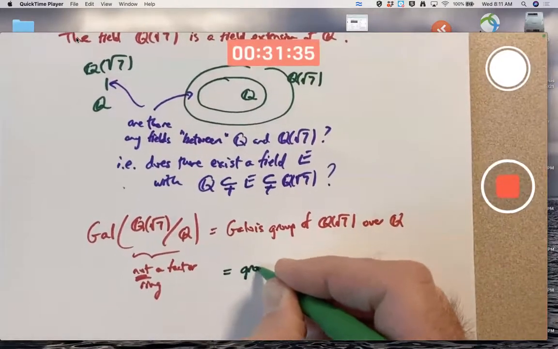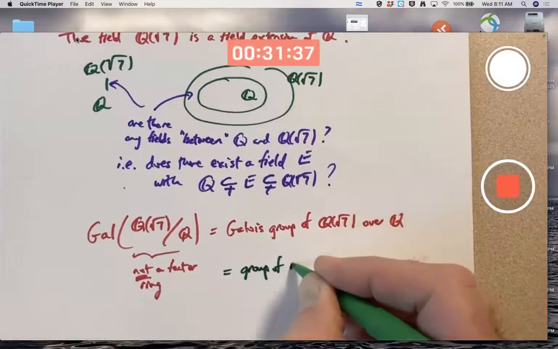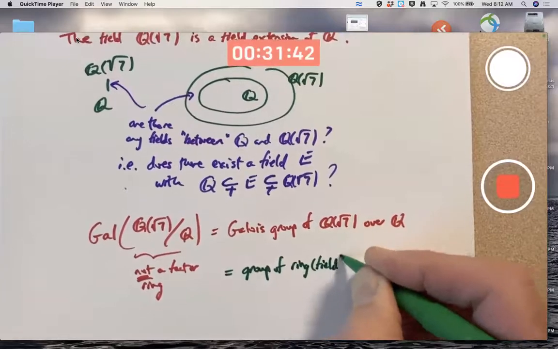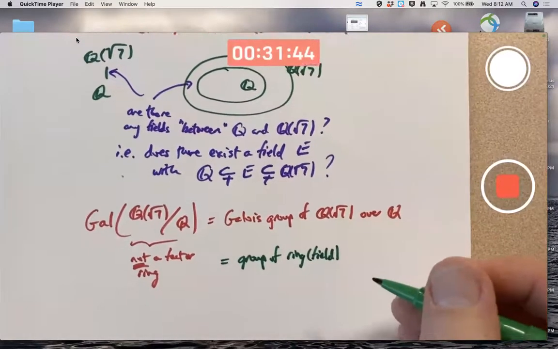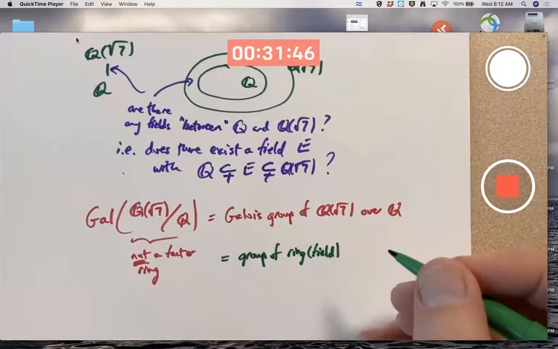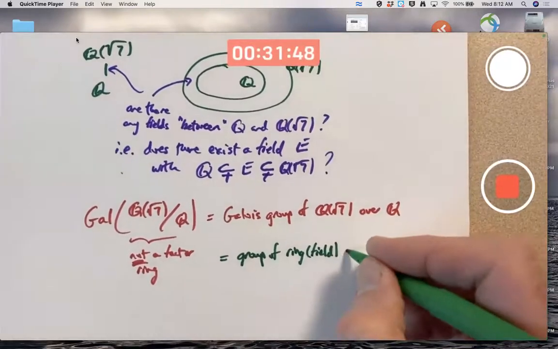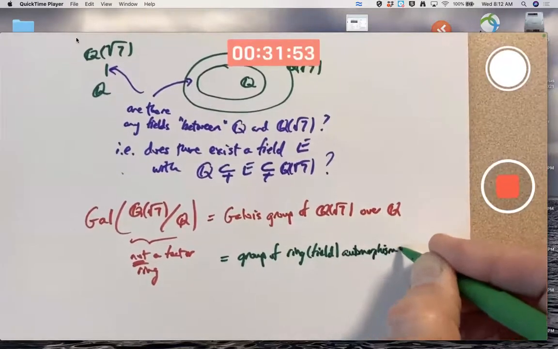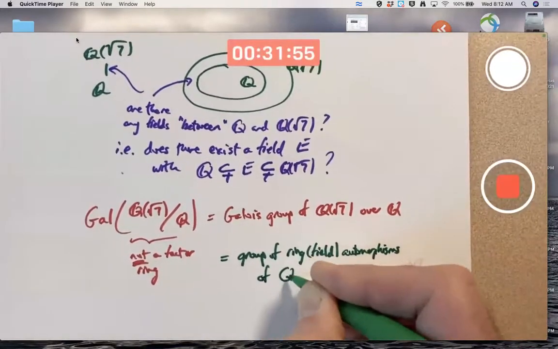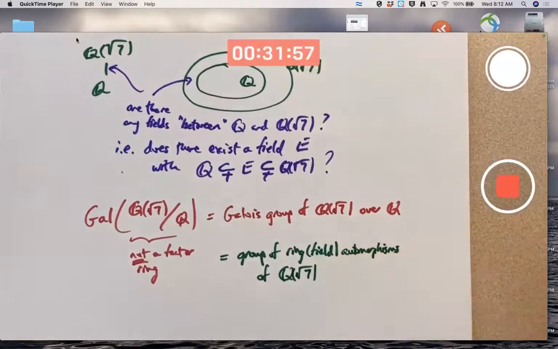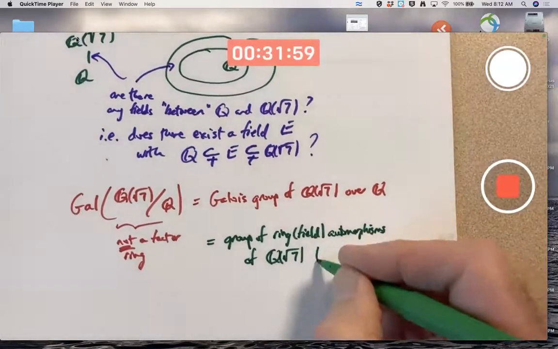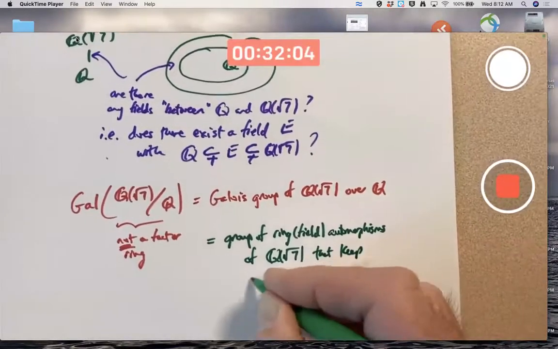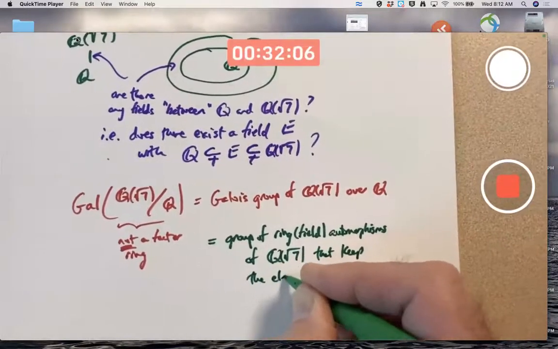The group of ring automorphisms, I also could call them field automorphisms because these things are fields, but every field is a ring, of Q adjoin root 7 that keep the elements of Q fixed.